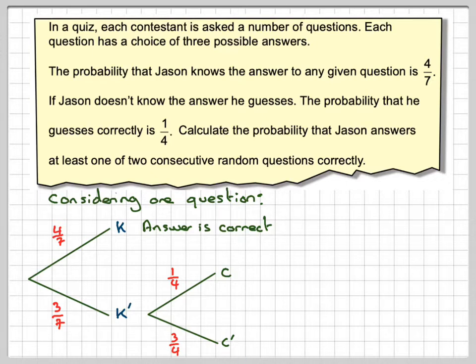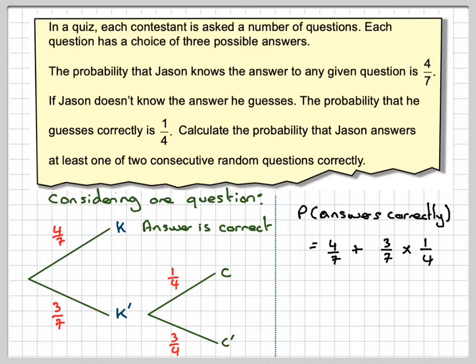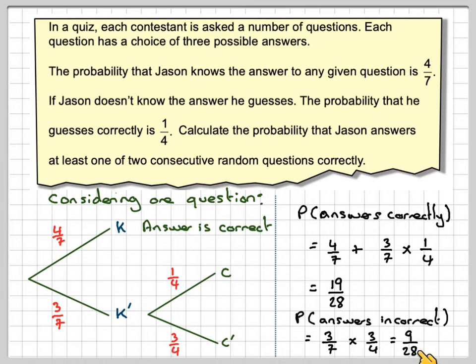So the probability of answering correctly is going to be 4/7, because he gets the answer correct there, plus 3/7 times a quarter. And that comes to 19 out of 28. Now, the probability he answers incorrectly will be 3/7 times 3/4, which is 9 out of 28. Notice if you add these two together, you get 1. Right, that's just one question.